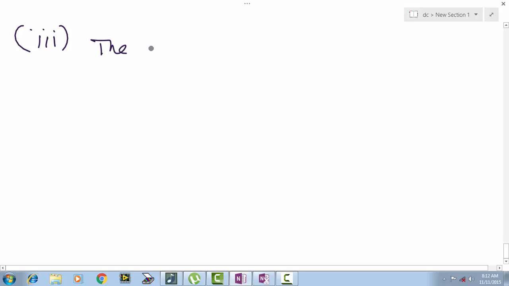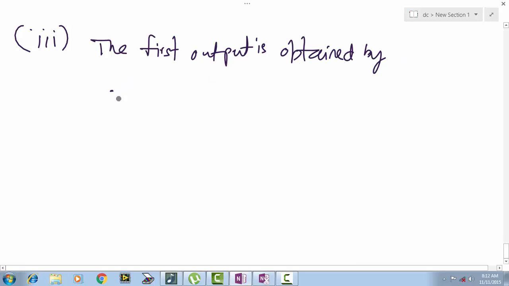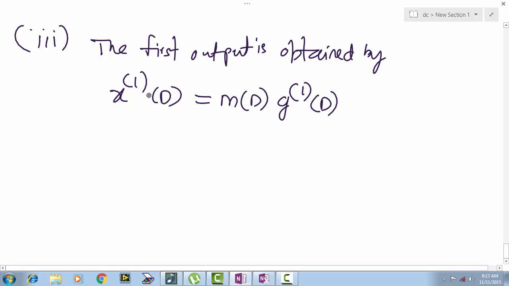So assume that there are two outputs for the convolutional encoder. The first output x1 of d, as a polynomial, is given by m of d multiplied by g1 of d. So the first output of the convolutional encoder is obtained by multiplying m of d, the message polynomial, with the first generator polynomial.